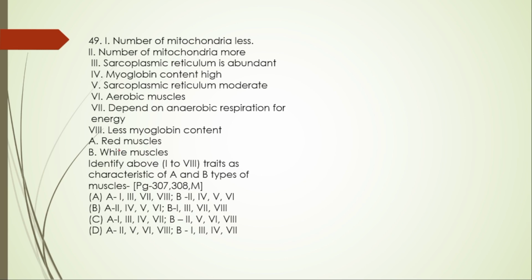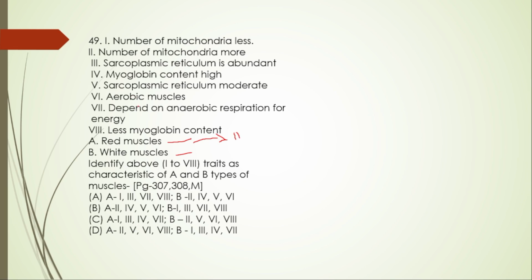So here they have given red muscles and then white muscles. For red muscles how many, and for white muscles how many, we must find. But actually red muscle is a slow twitch fiber, and the white muscle is a fast twitch muscle. So among them, for the red muscle, number of mitochondria is more. So here comes the second one.